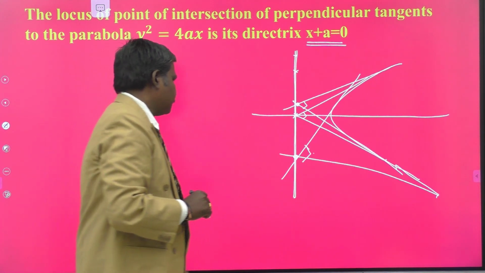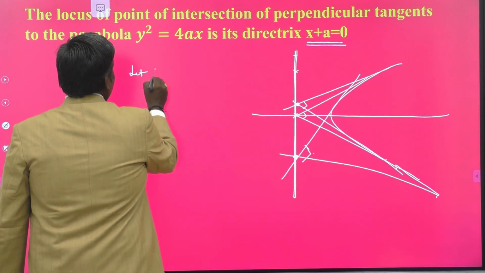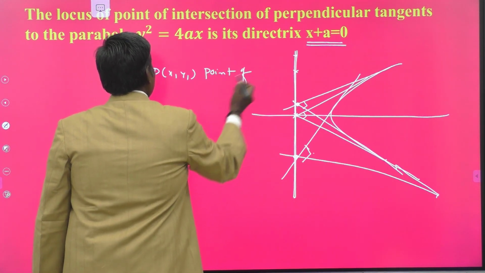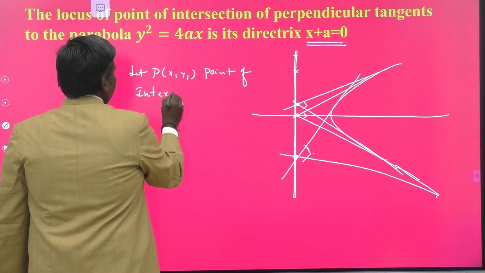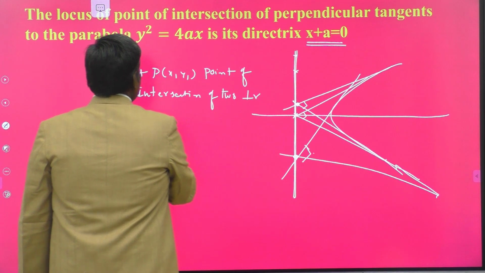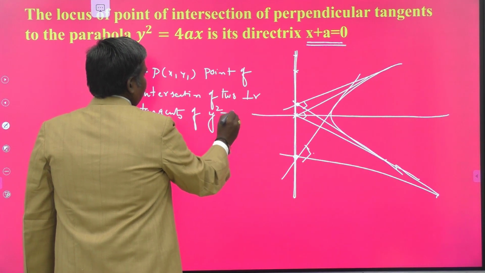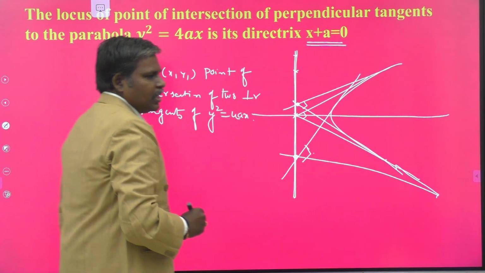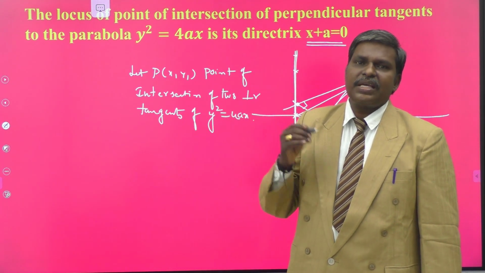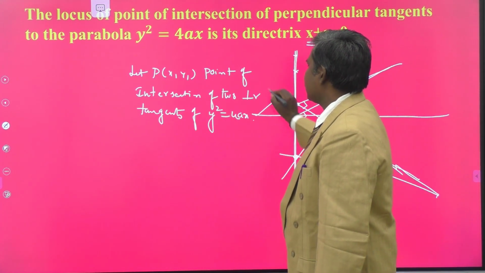How to prove this one? Let P(x1, y1) be the point of intersection of two perpendicular tangents of y square equal to 4ax. This is my statement. That means P(x1, y1) is any point on my locus. That is nothing but a point of intersection of any two perpendicular tangents to the parabola y square equal to 4ax. That is what I have written here.